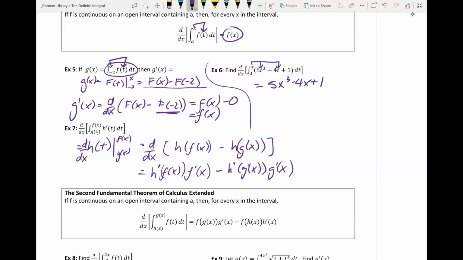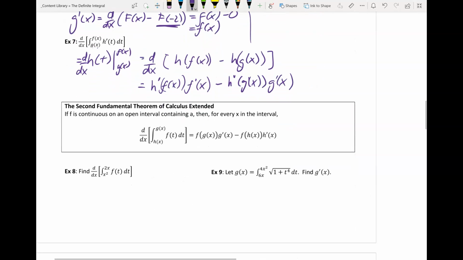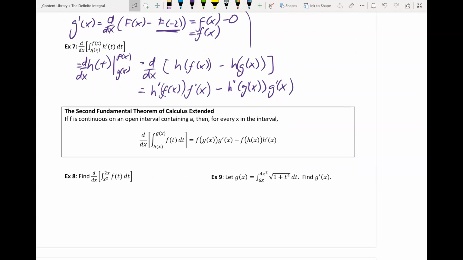So if f is continuous on an open interval containing a, then for every x in the interval, the derivative of the integral from h of x to g of x of f of t dt is f of g of x times g prime of x minus f of h of x times h prime of x. So this is good whenever you have a function in your bounds instead of a number. So let's do 2 examples.